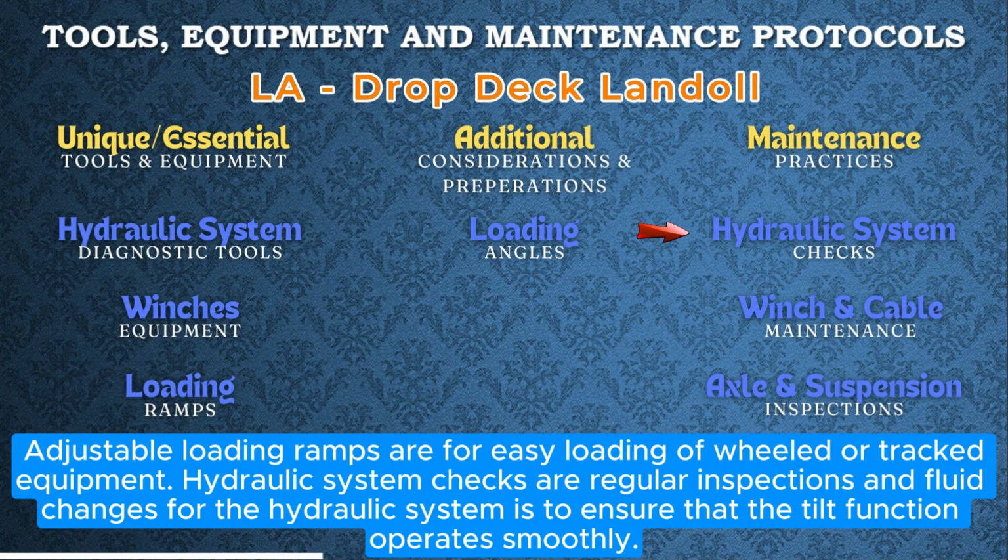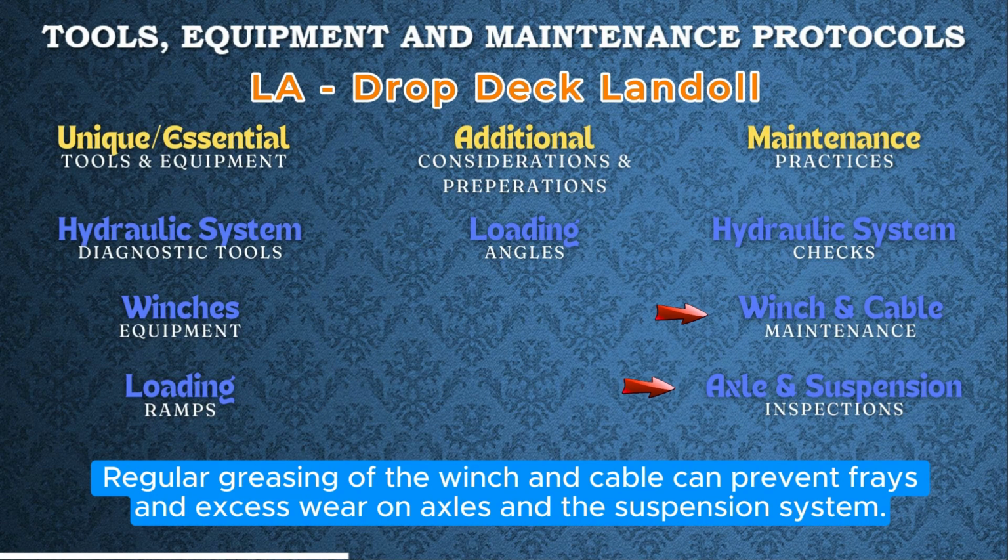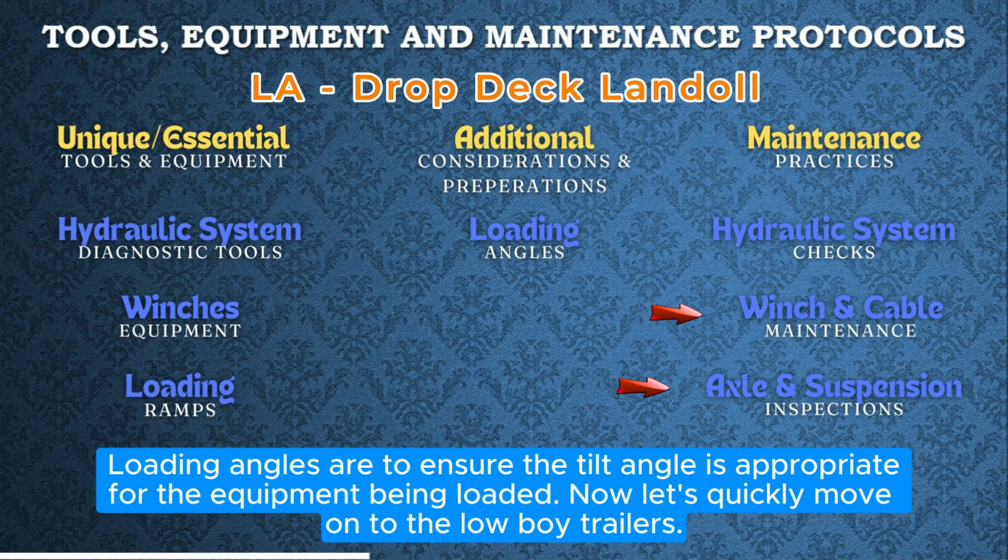Hydraulic system checks are regular inspections and fluid changes for the hydraulic system, to ensure that the tilt function operates smoothly. Regular greasing of the winch and cable can prevent frays and excess wear on axles and the suspension system. Loading angles are to ensure the tilt angle is appropriate for the equipment being loaded.